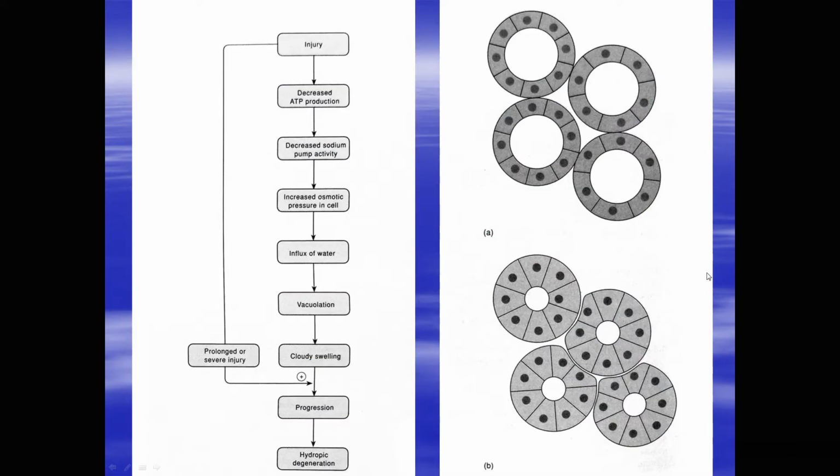The changes produced may be fully reversible. For example, the hydropic change or hydropic degeneration. It is presented here after initial damage and decreased energy production. As a consequence, sodium pump activity will be reduced and sodium will be retained in the cell, thus increasing osmotic pressure in the cell and causing an osmotic influx of water, causing first vacuolation, later a phenomenon known as cloudy swelling of the cells, and the progression will finally cause a hydropic degeneration and even rupture of the membrane.